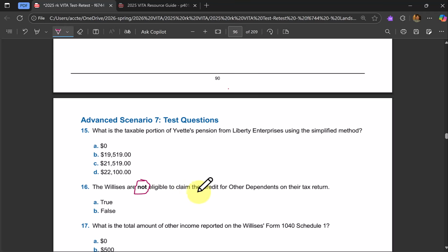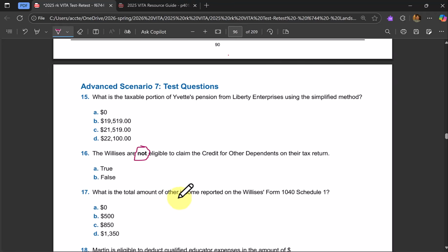Let's see. Well, it says not eligible to claim the credit for other dependents. So as we've learned, there's generally two types of credits for dependents. A $2,000, could be $2,200 now for 2025, credit for qualifying children, or a $500 credit for other dependent. Okay, here make sure you pick up any kind of negative words in the question itself. Yeah, they'll turn the question just right around in terms of how you answered.